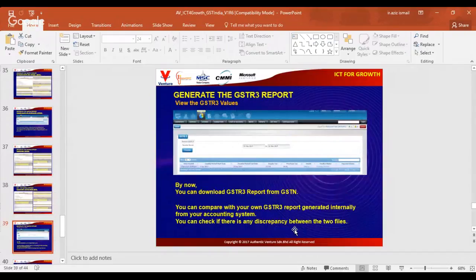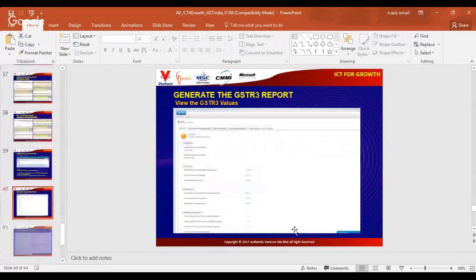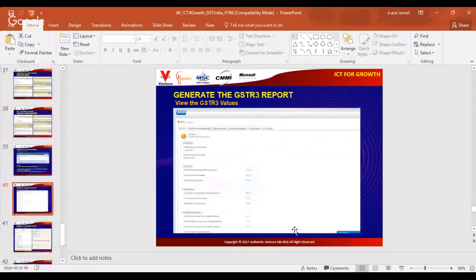You can also generate the GST R3 form from your accounting system, and you can compare it with the government-generated GST R3. If everything is correct, then the values will be the same. If there is a discrepancy, then you need to find out why there's a discrepancy and correct the mistake. And this is a sample of the GST R3 form, the values alone.